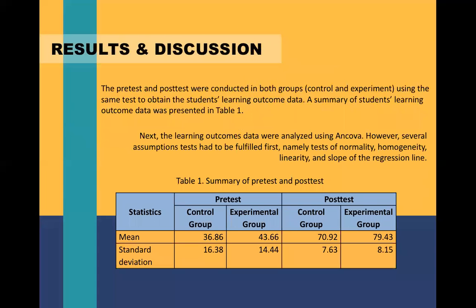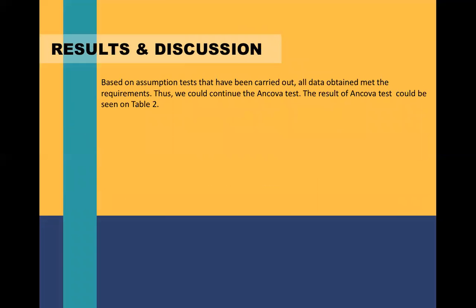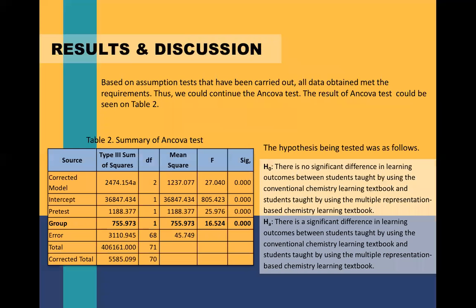After we got the data of pre-test and post-test, next, the data were analyzed using ANCOVA. However, several assumption tests had to be fulfilled first before we conducted ANCOVA, namely tests of normality, homogeneity, linearity, and slope of the regression line. Based on the assumption tests that have been carried out, all data obtained met the requirements. Thus, we could continue the ANCOVA test. The result of the ANCOVA test can be seen in table 2.